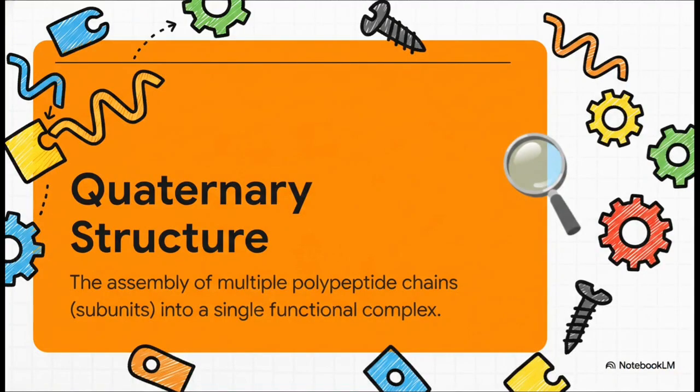That's where quaternary structure comes in. This is when multiple already folded polypeptide chains, we call them subunits, come together to form one single much larger protein complex. You can think of it like assembling several finished components to build a much more sophisticated machine.